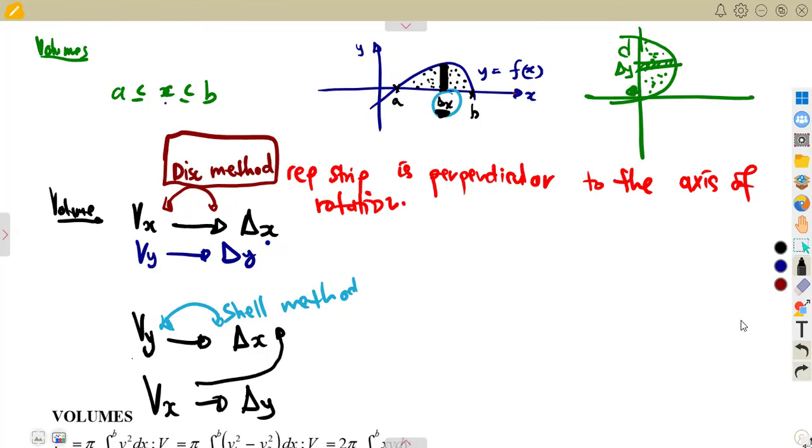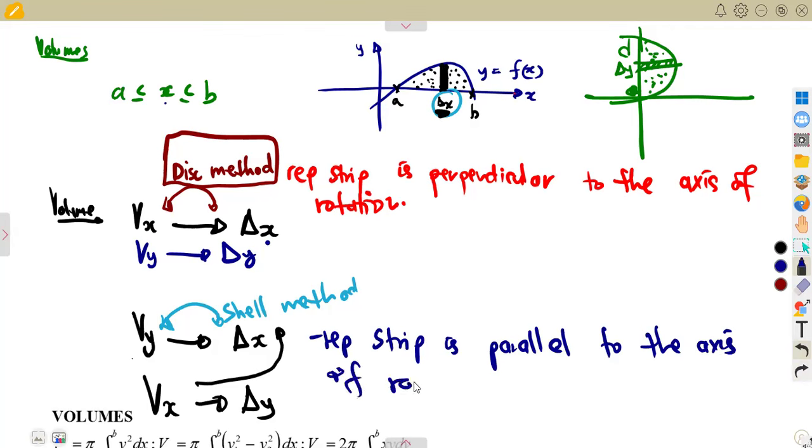What about the shell method? This is opposing, now the representative strip is supposed to be parallel. So in this case, the representative strip is parallel to the axis of rotation.